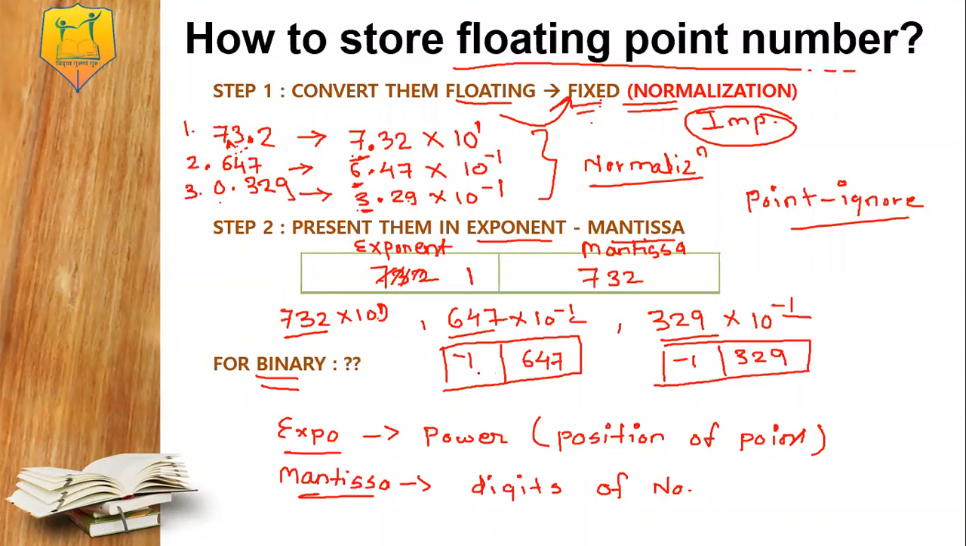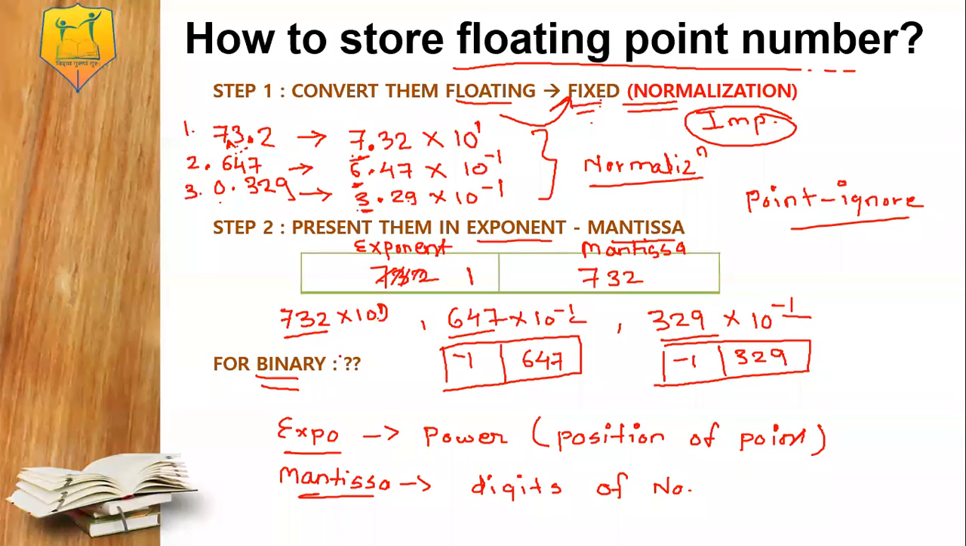See, the exponent is the power, or it shows the position of the point. For this one the position is minus 1, which means there was a zero before it and every digit is on the right-hand side. Next, here is also minus 1, and here is 1. 1 means wherever the point comes, you have to cover up after the first digit. And the mantissa is the digits of a number, so these are my digits, 732, 647, 329. These are the mantissa.